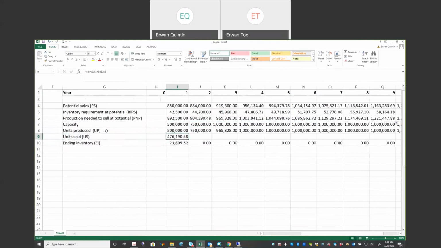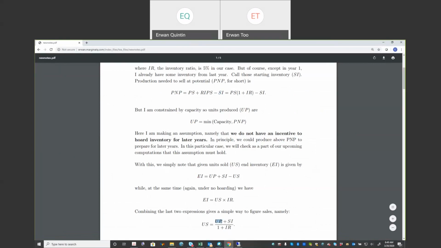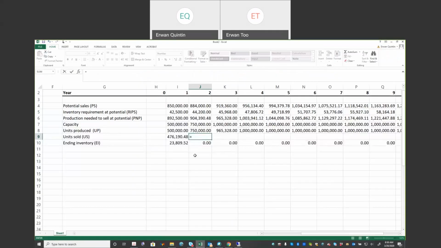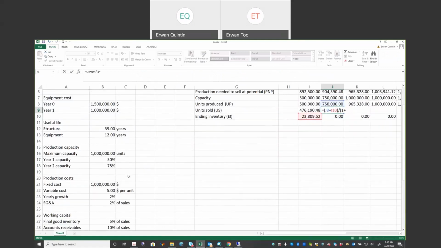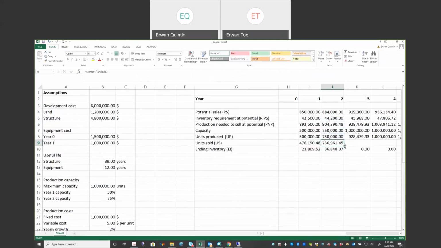And what else do we need? Units sold is just going to be according to our formula. So let's go back to our formula for units sold. It is units produced plus starting inventory divided by 1 plus the inventory ratio. So let's use that formula. This is units produced plus starting inventory, which is the ending inventory from the previous year, divided by 1 plus the inventory ratio, which is 5%, F4. And off we go.